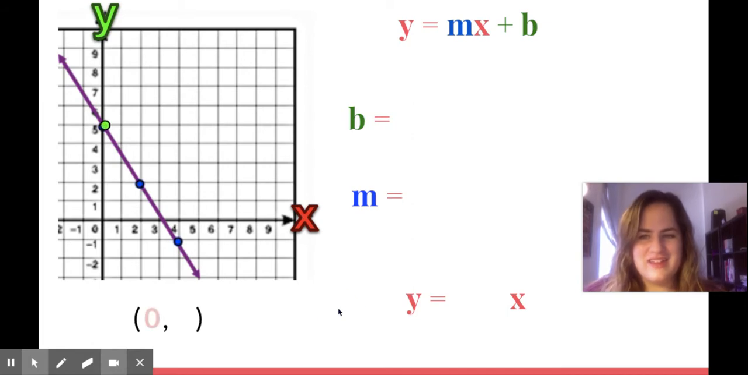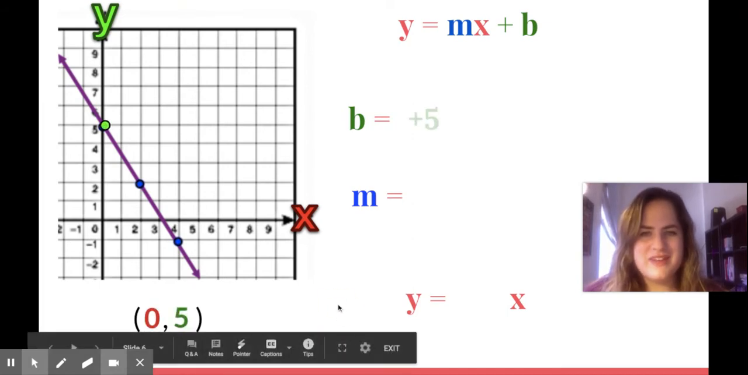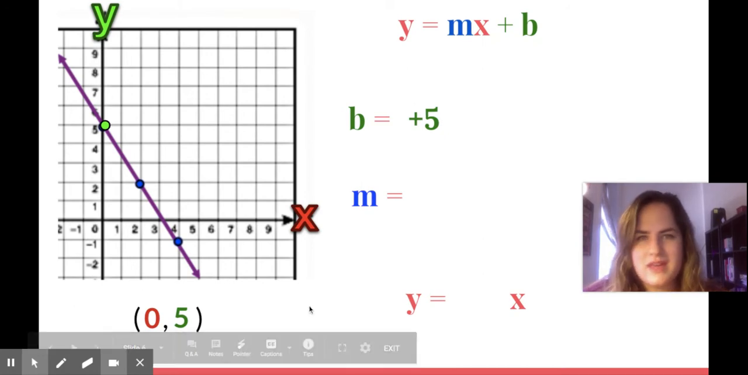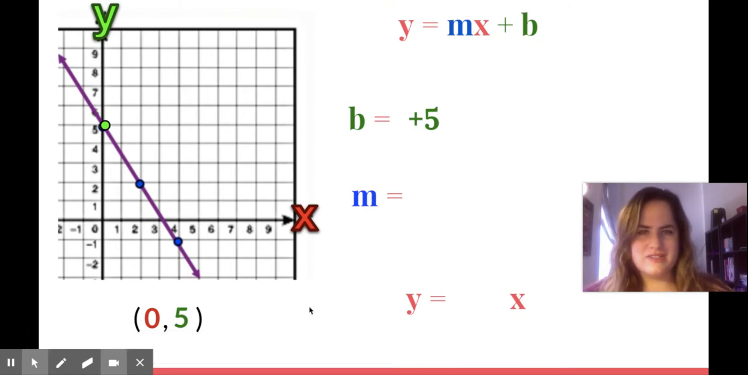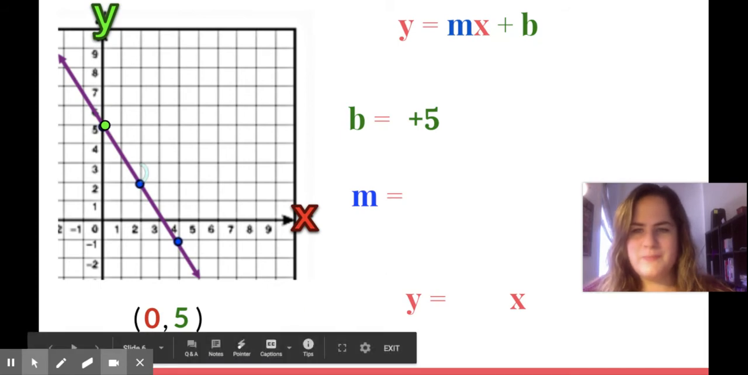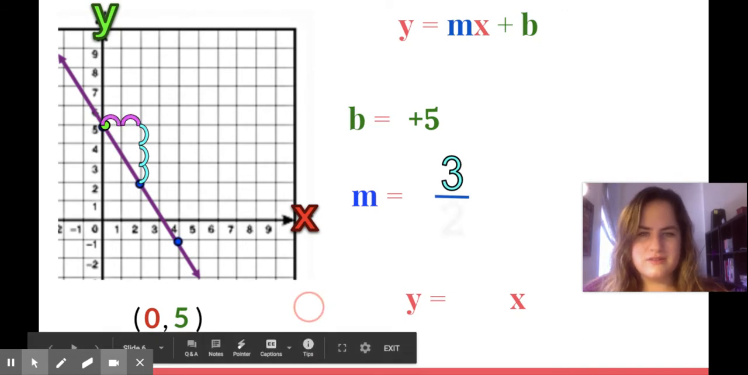It's right there. The coordinate would be (0, +5). So if you said +5, you are correct. Now for the slope, you can pick any 2 points you want. I would suggest that you make them close to each other. So we're going to figure out how much we rise, which is 3, and we run 2. So my slope is going to be 3 over 2.